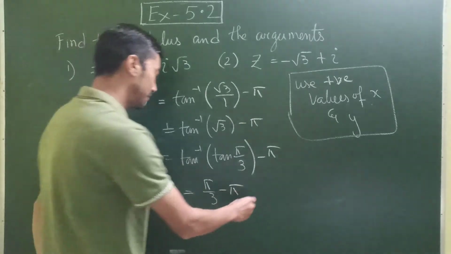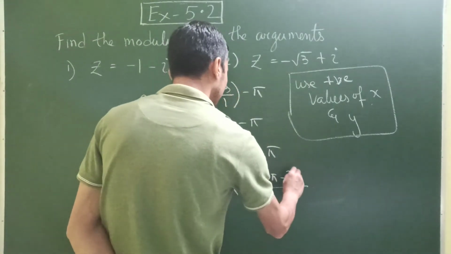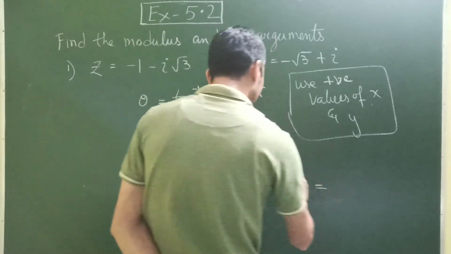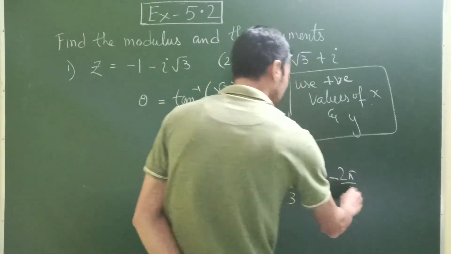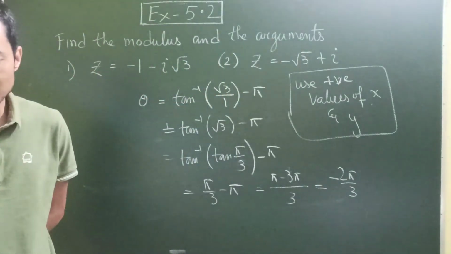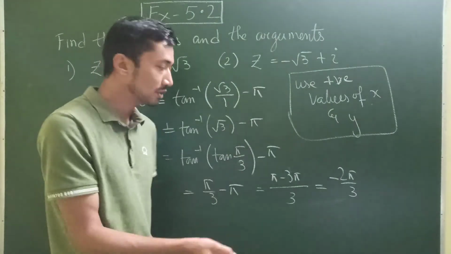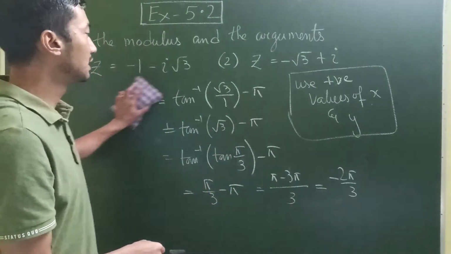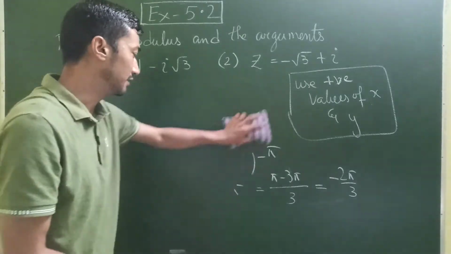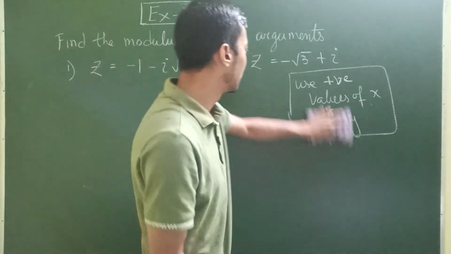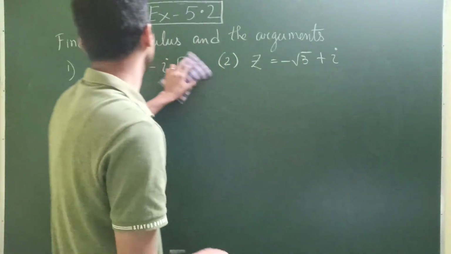So we have pi by 3 minus pi. If we just take the LCM, pi minus 3 pi, so we have minus 2 pi upon 3. So our modulus was 2, and the argument is minus 2 pi upon 3. I hope you have written it down. Okay, so that's it. Let's go to the next question, that is number 2.